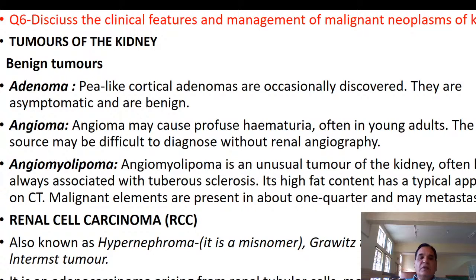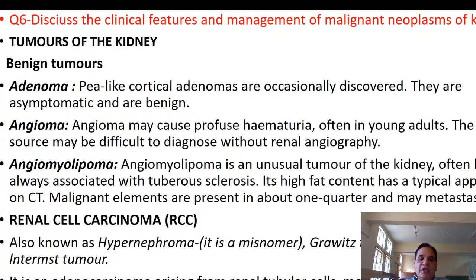So the last question for us is: discuss clinical features and management of malignant neoplasms of the kidney. I think we have considered this in one of our lectures. Just go through that. So what are the tumors of the kidney? We are at clinical features. First, tumors of the kidney, mostly they are benign or less malignant: adenoma, angioma, and angiomyolipoma. They are unusual.